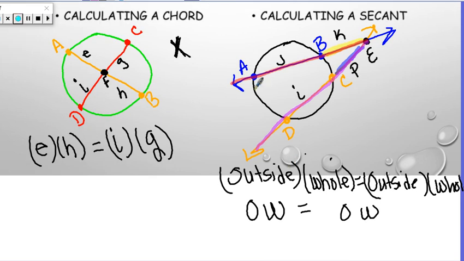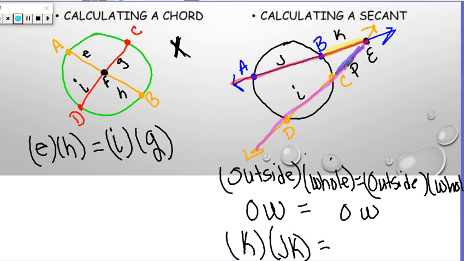Okay, so I'm going to do the first secant to show you how this will get set up. So I'm going to do the blue secant first. The outside that I highlighted is K. So I'm going to do K multiplied by the whole, which is from A to E. So I'm going to do multiplied by JK.